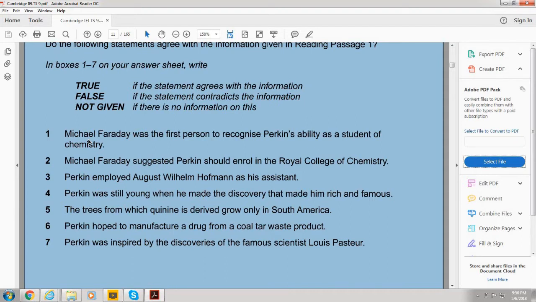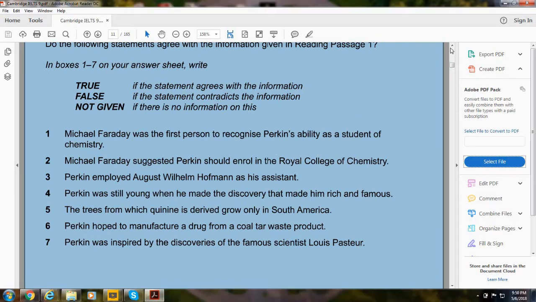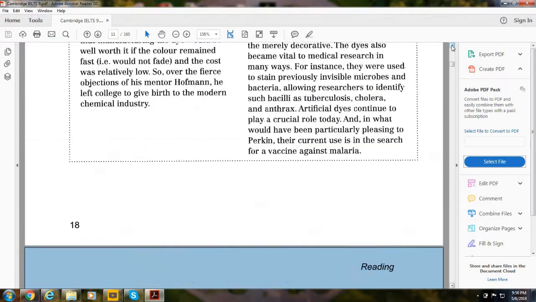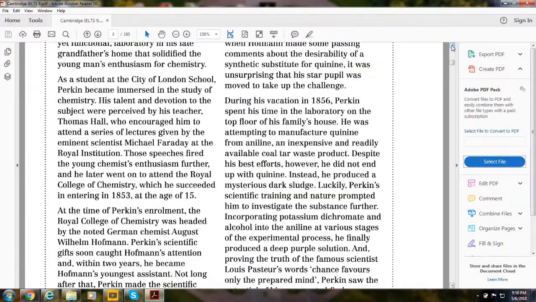So now I'm going to act like a student who got this true, false, not given question in front of me, and I'm going to tackle it. I'm going to read: Michael Faraday, first person, recognize Perkins' ability, a student of chemistry. I'm going to take these words, and I'm going to start right away.